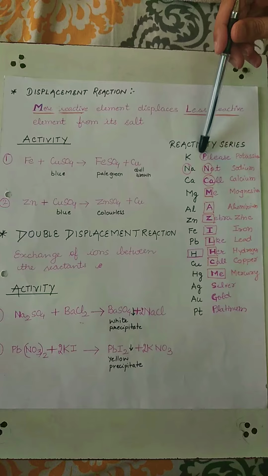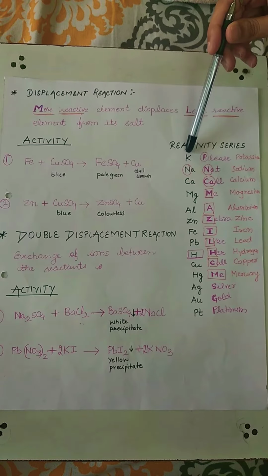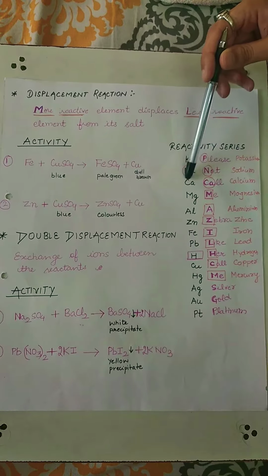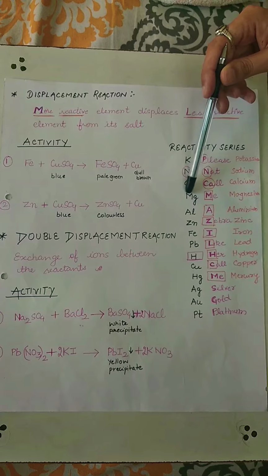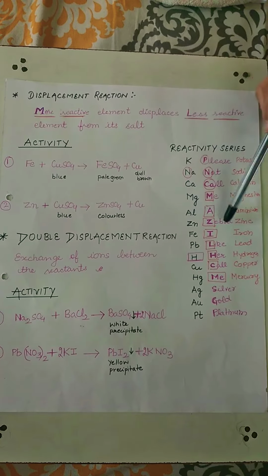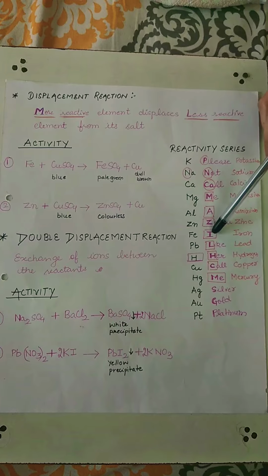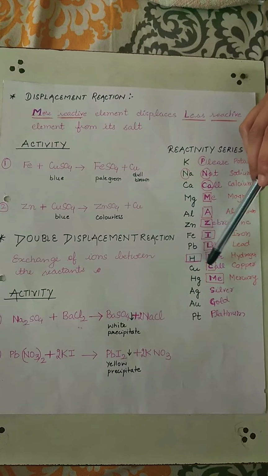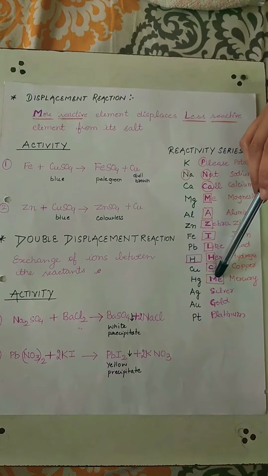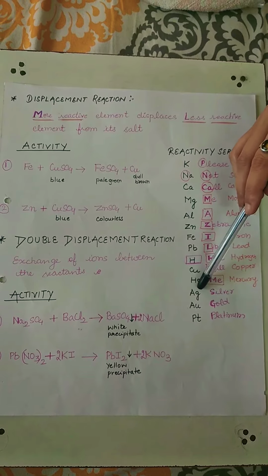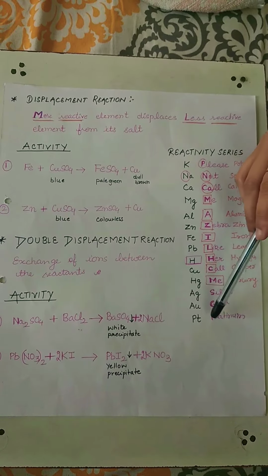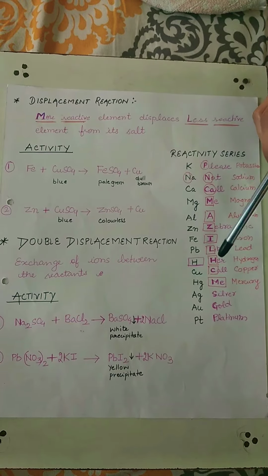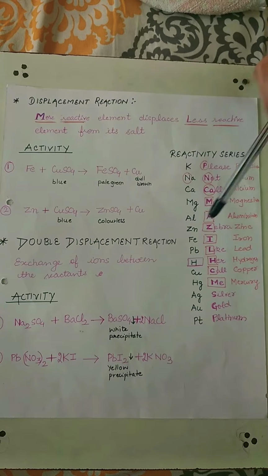Now here P stands for potassium and the symbol for potassium is K. N stands for sodium, Na. Ca stands for calcium, M stands for magnesium, A stands for aluminium, Z stands for zinc, I stands for iron, L stands for lead, H stands for hydrogen, C stands for copper, M stands for mercury, silver is Ag, gold, Au, platinum, Pt.